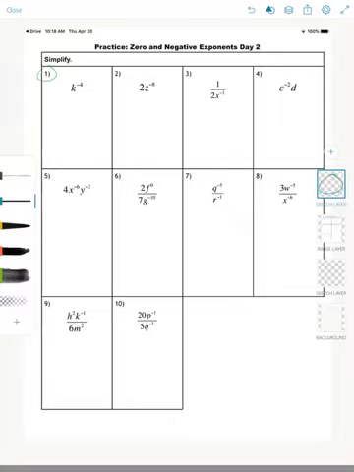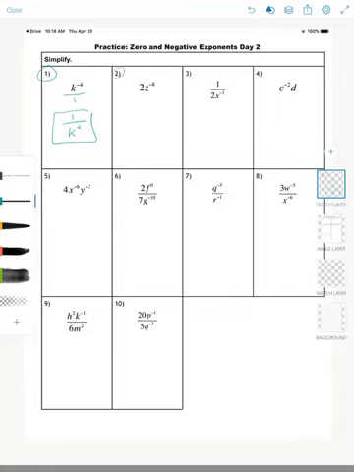So, starting with number 1. We want to write this with a positive exponent. Never leave your answer with a negative exponent. And so because negative means reciprocal, this k to the negative 4 goes to the bottom, leaving just a 1 on the top. So this becomes 1 over k to the 4th.